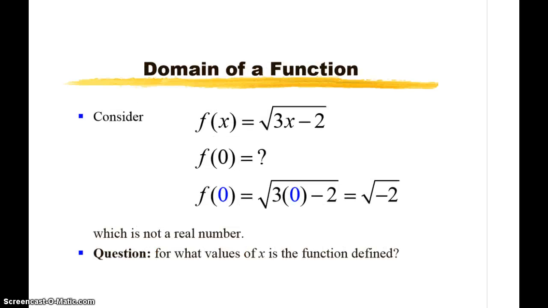Let's talk a little more about the domain of a function. We started this conversation in the previous video, so let's now apply it using function notation. Consider f of x equals square root of 3x minus 2. F of 0 would be equal to what?